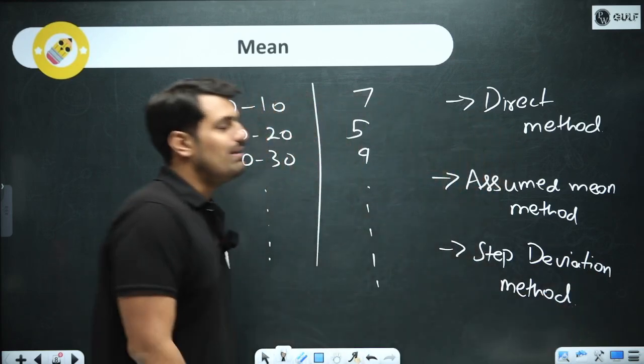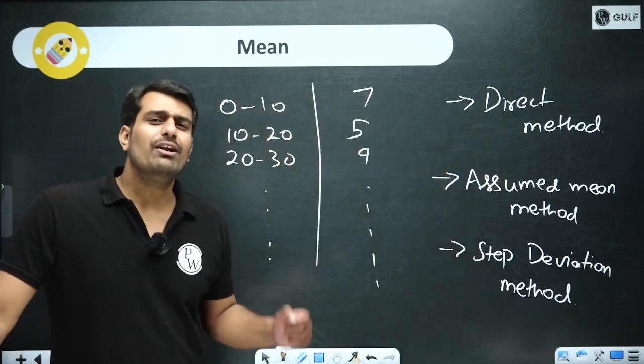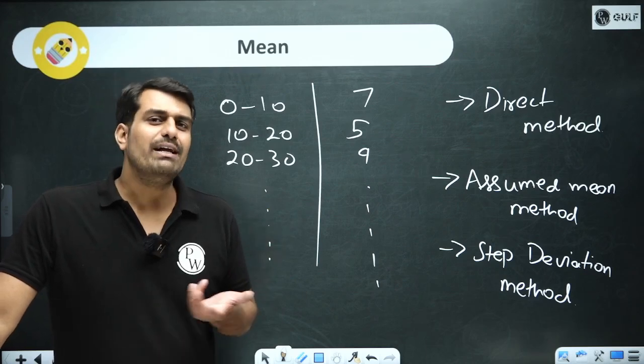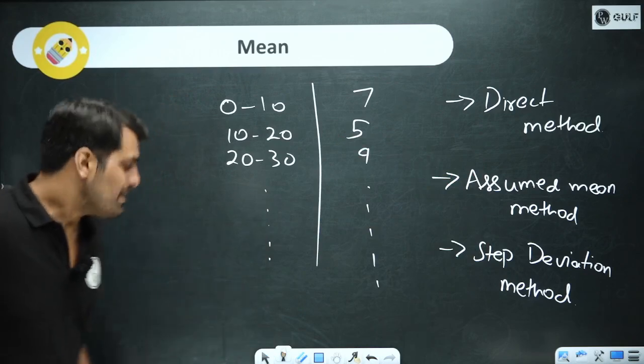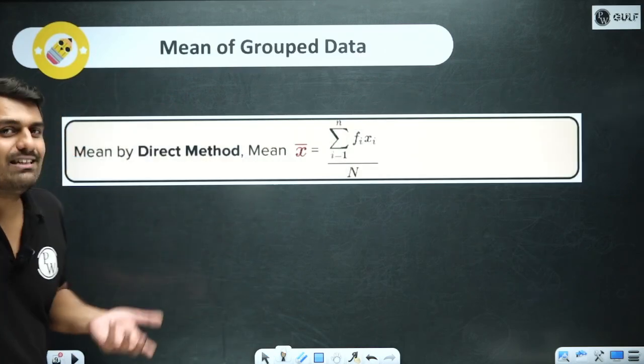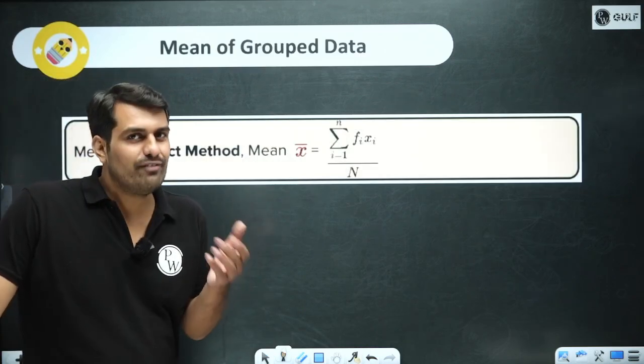Finally, we are having the third method, which is called the step deviation. You'll realize why 3 methods and why we are being told about the 3 methods. Let's first start with the direct method itself. Now, as I mentioned, why the whole change is there? The whole change is because we are dealing with a different kind of data.